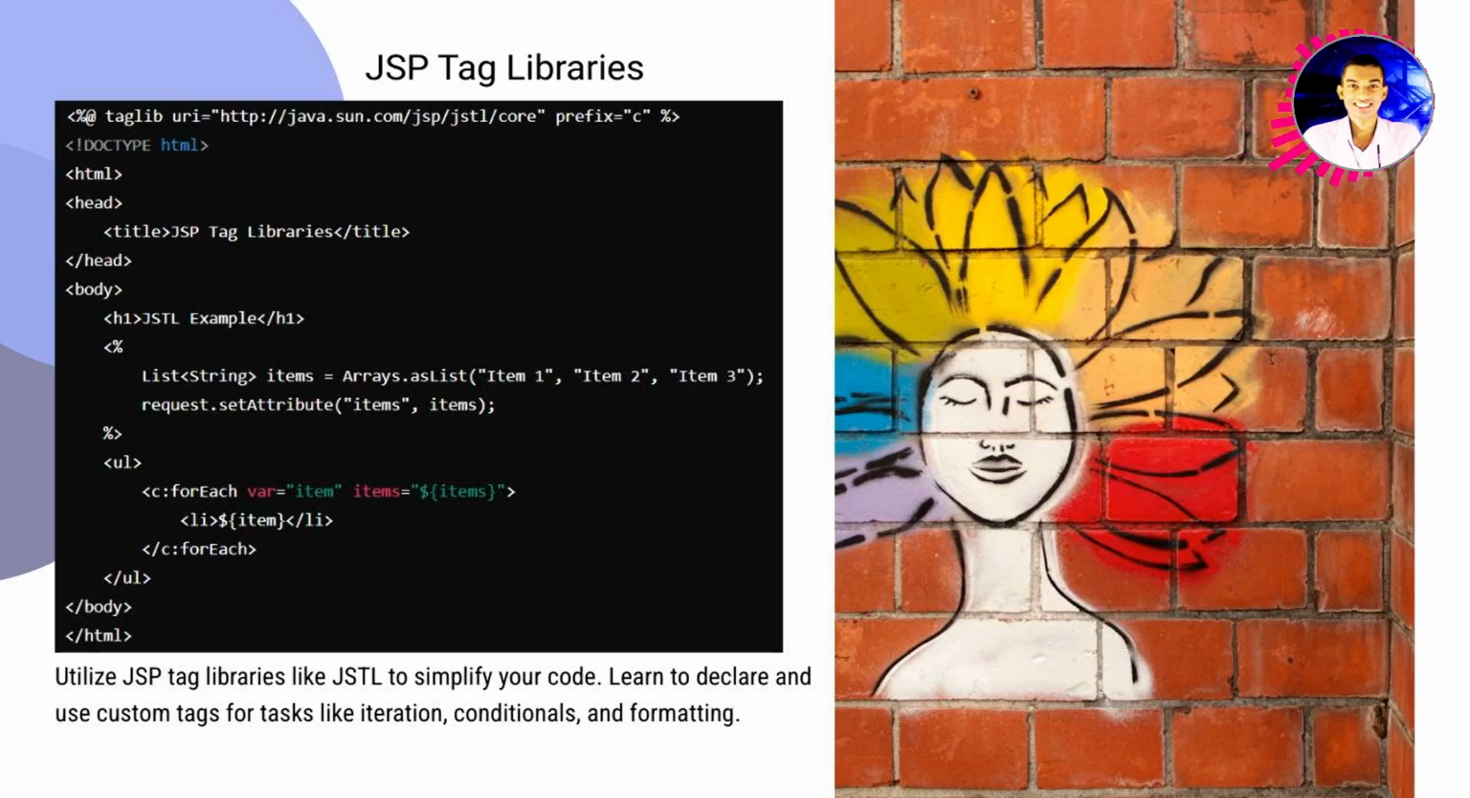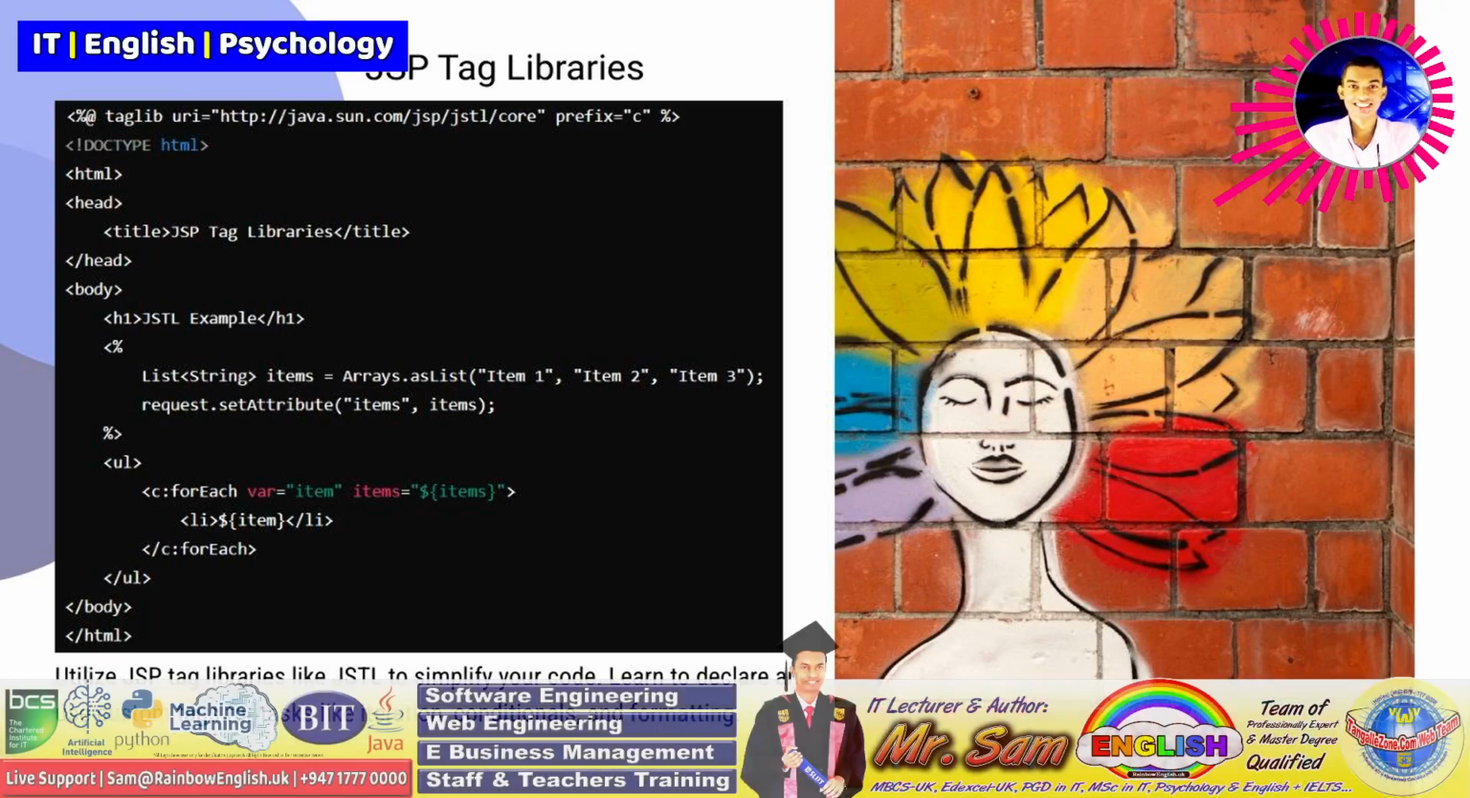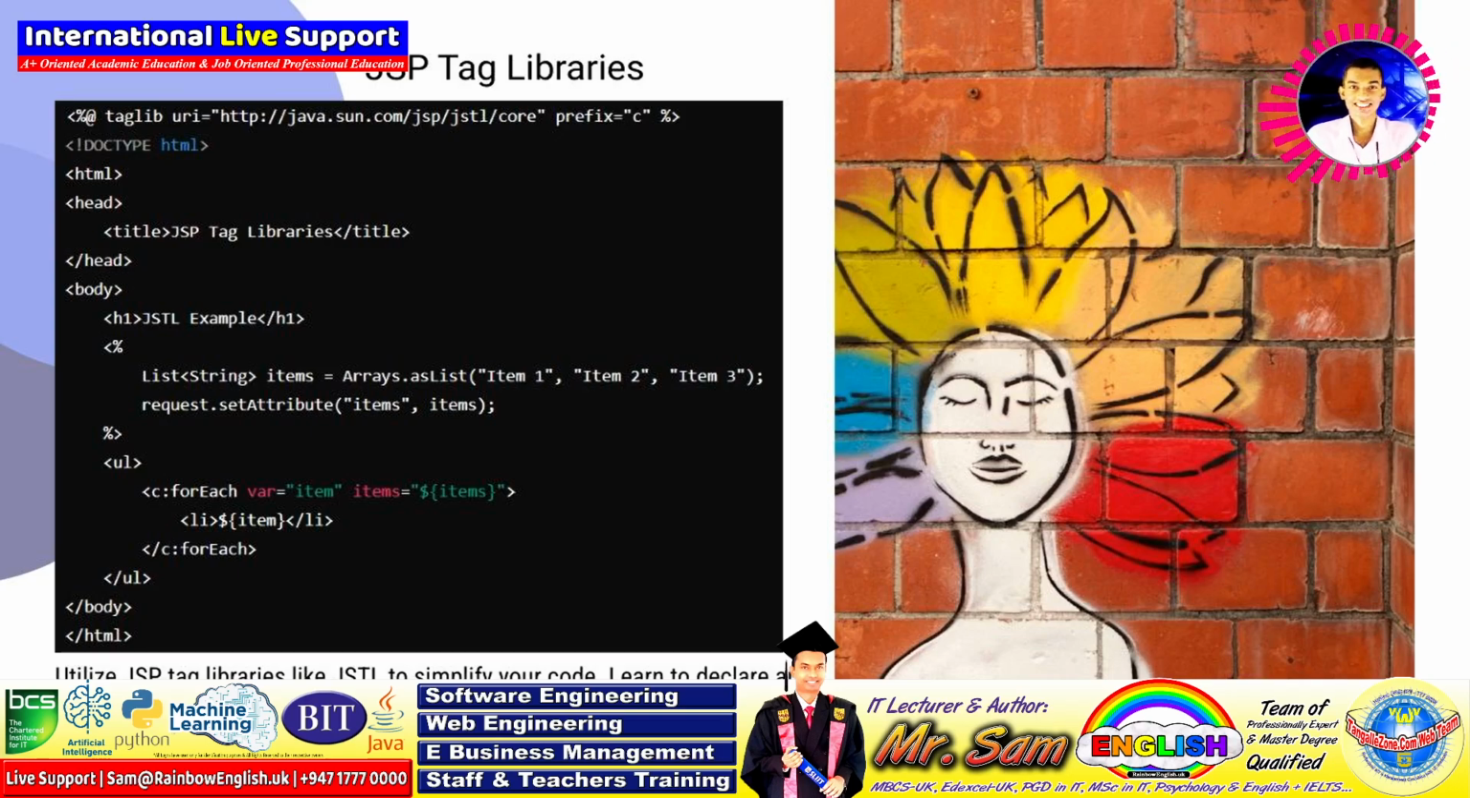In this scene, we'll demonstrate how to use JSTL to iterate over a collection and display its elements. This will help you understand how to leverage tag libraries to simplify your JSP development.